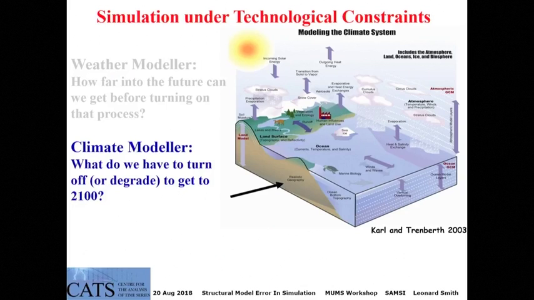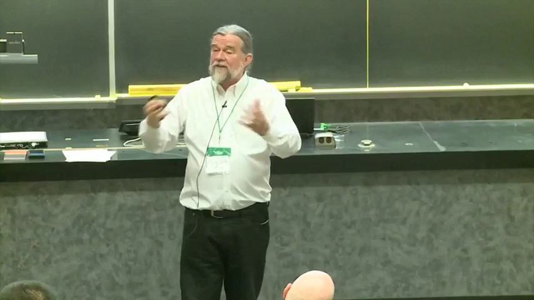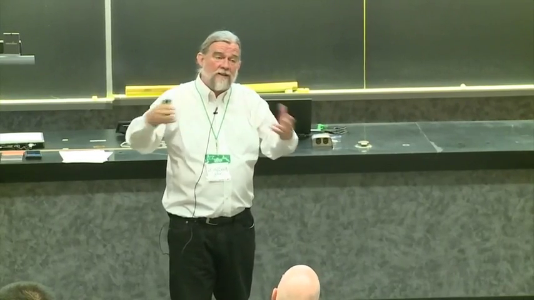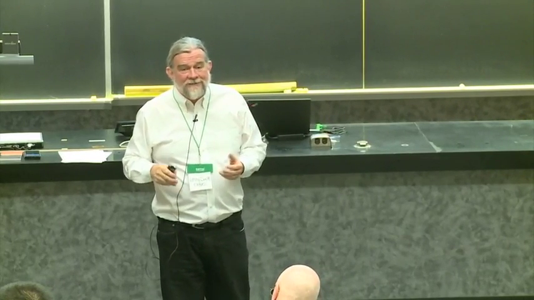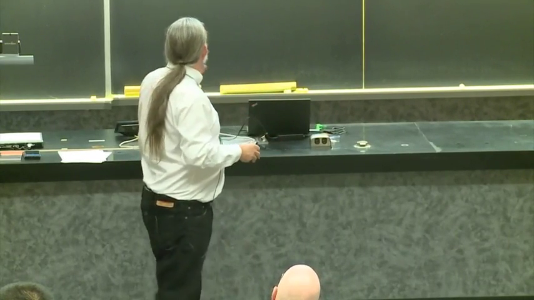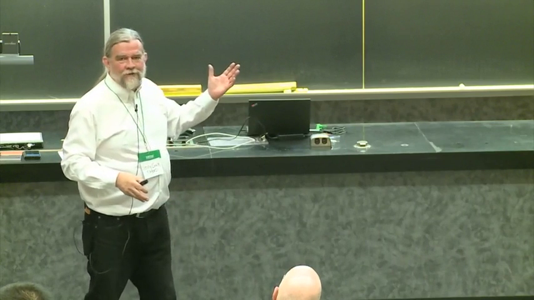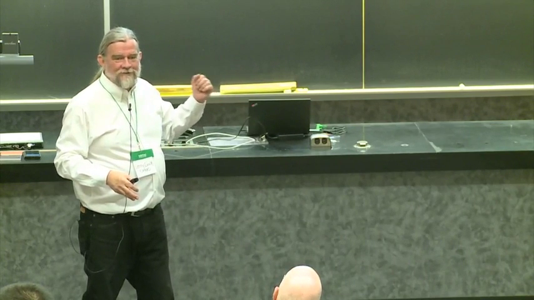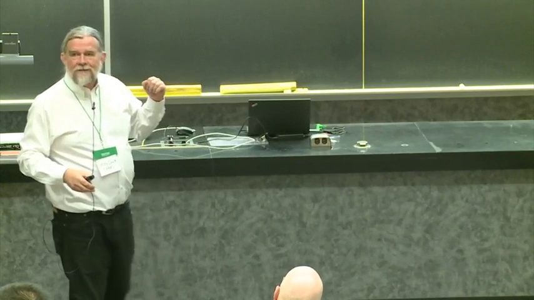But a climate modeler has a different view: a climate model should be a more complicated weather model, right? To forecast the climate well, we need to include all the things that might have feedbacks that would change the climate at a time in the future. But technically, a climate model is: what do we have to turn off in order to get our model to run to 2100, right? So that's the way we have to go.